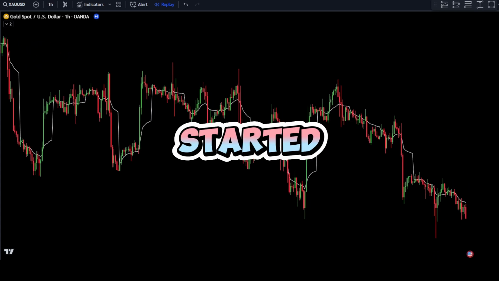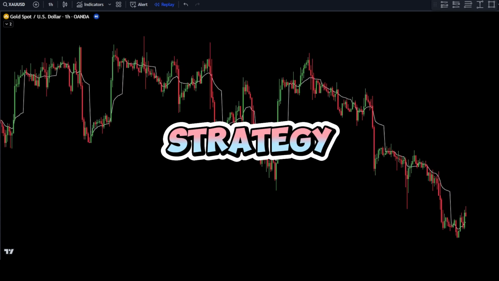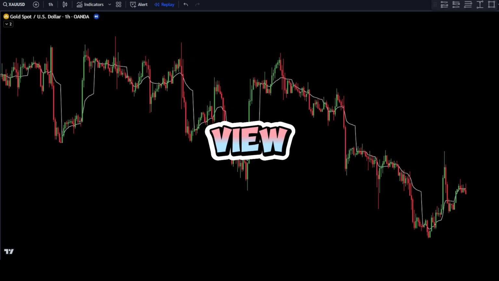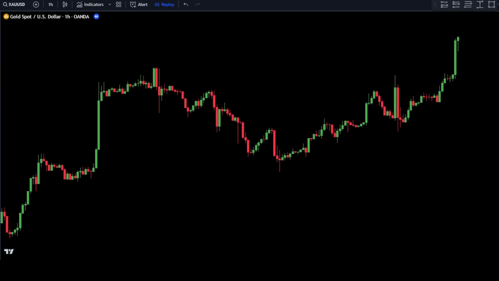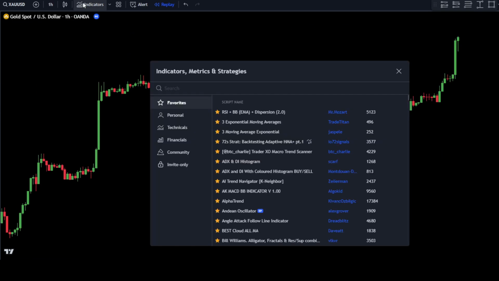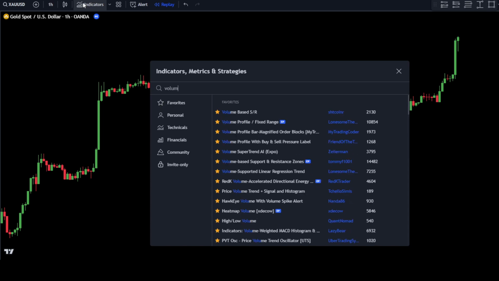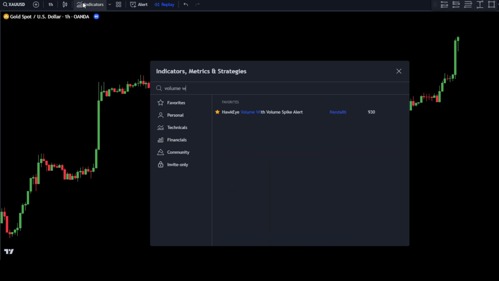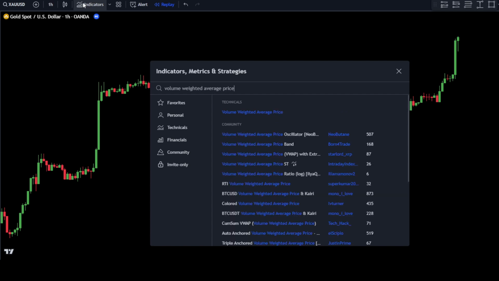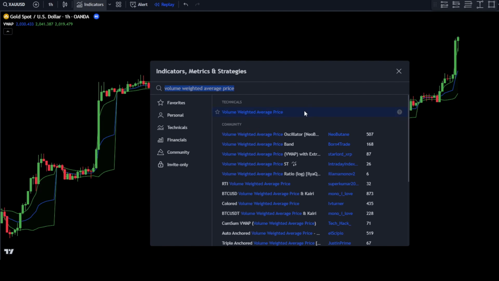Let's get started. To use this trading strategy, you can go to Tradingview. Log into Tradingview and then go to the Indicator Search tab. In the Search tab, type in VWAP or Volume Weighted Average Price. Then, simply select the default Volume Weighted Average Price from Tradingview.